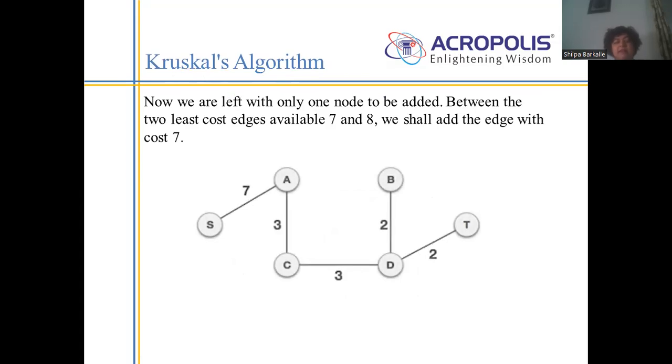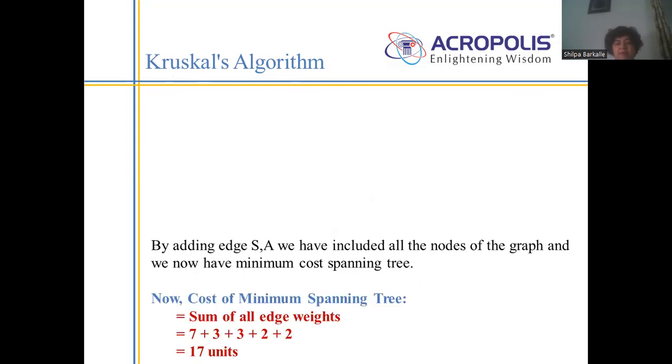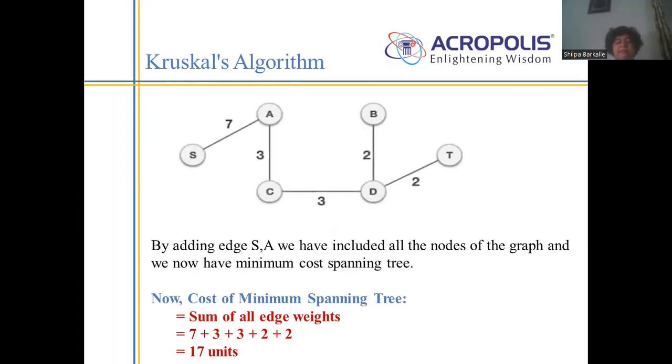So we have added SA with weight 7, and this is our minimum spanning tree with 5 edges and all the vertices. And this is how we can calculate the total weight of the minimum cost spanning tree, or the minimum weight of the spanning tree, by adding the weights of all the edges. And here we are getting it to be 17 units.